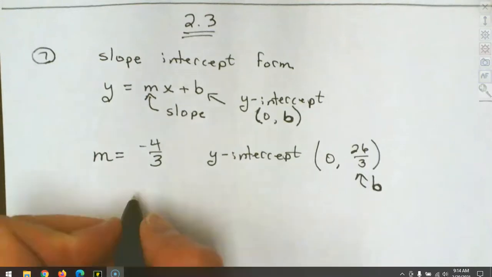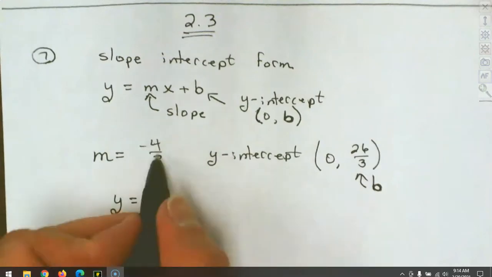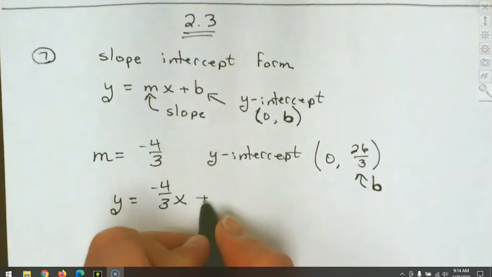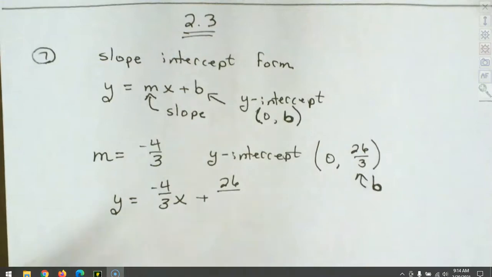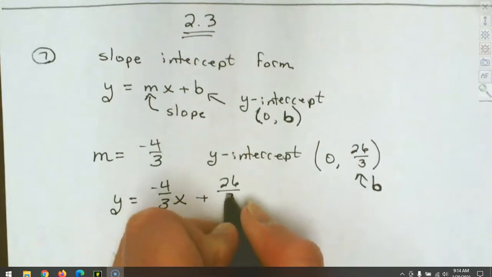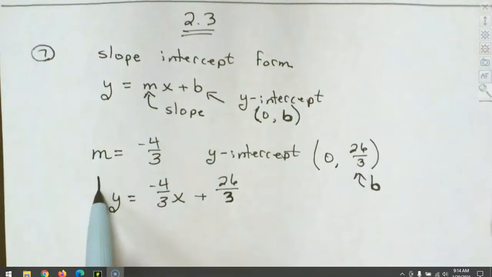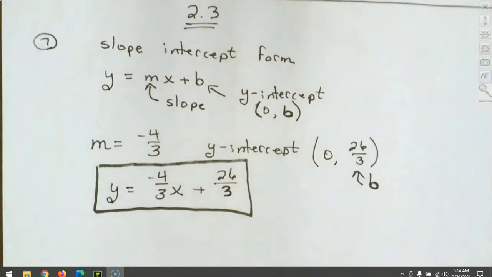So we can go ahead and fill this in. So we've got now y equals m, which is negative 4/3 x. And we've got our y-intercept, which is the b component, which is 26 over 3. And that's all you need to do. Fill in the components where they belong. Because that's your y-intercept, which is the b. And m is your slope.